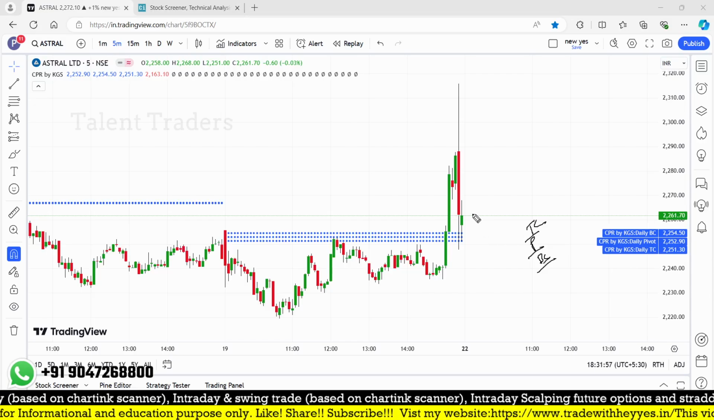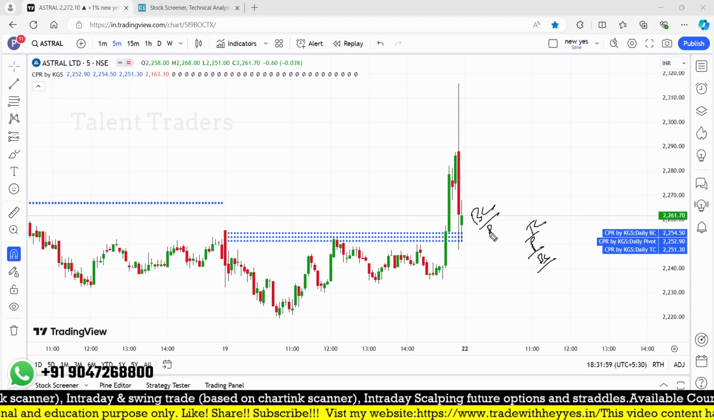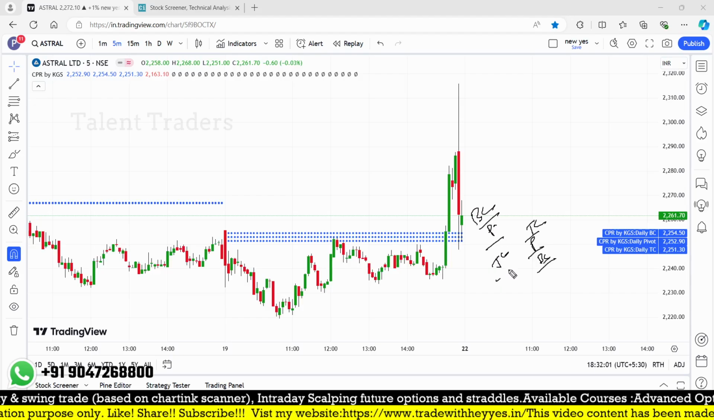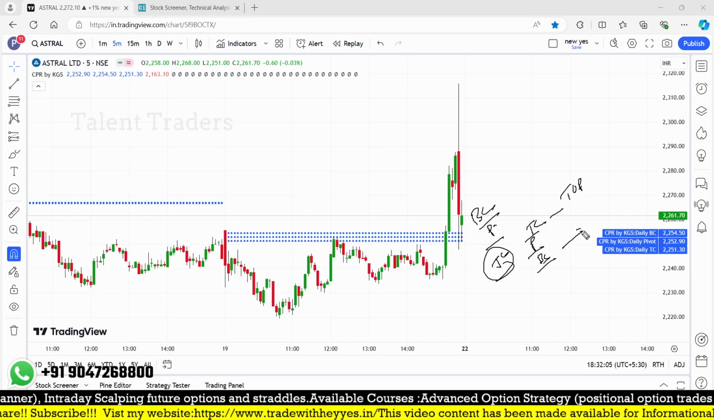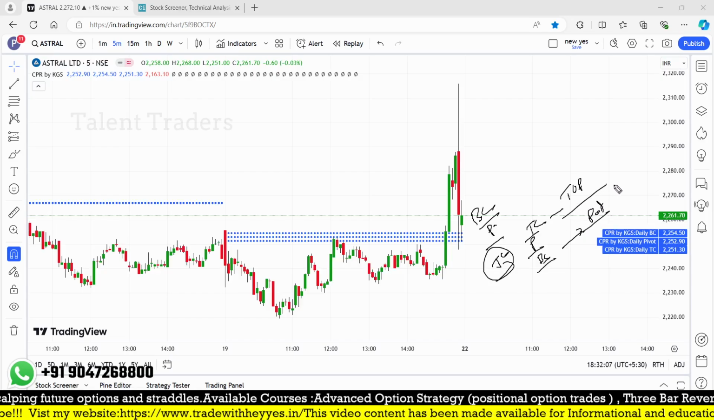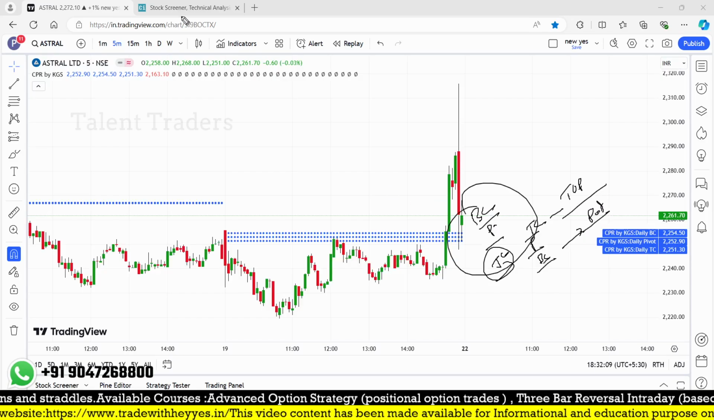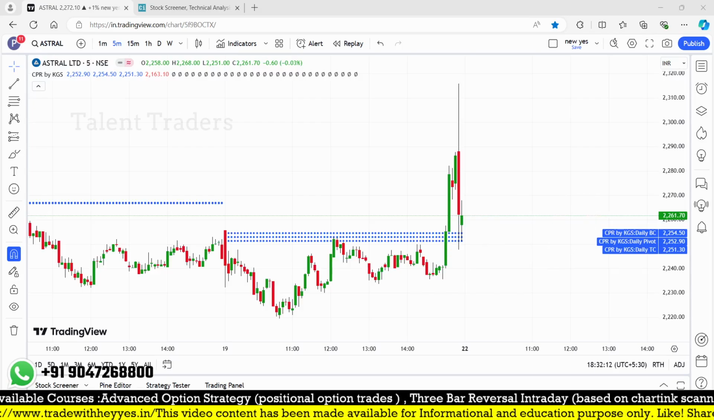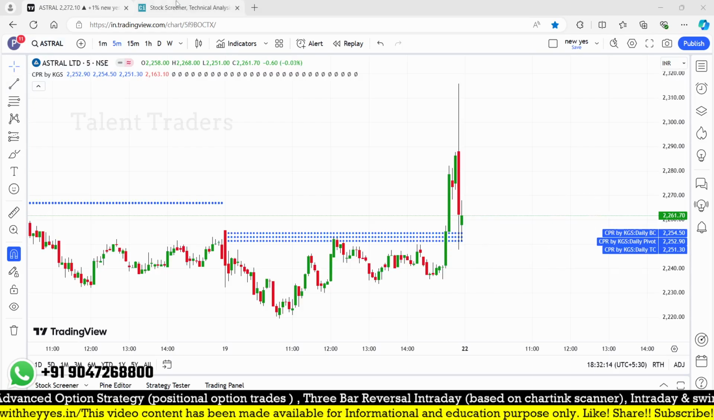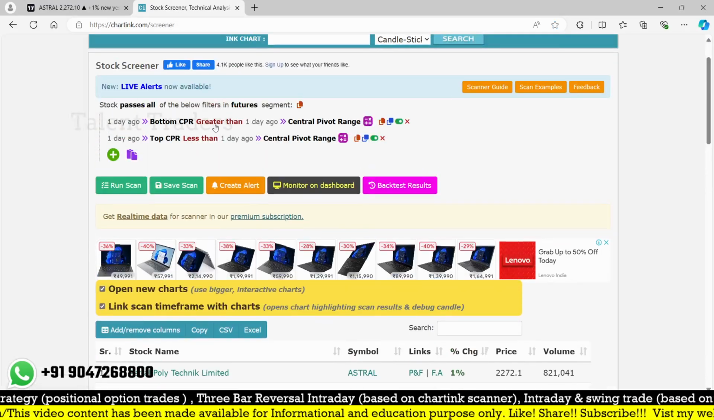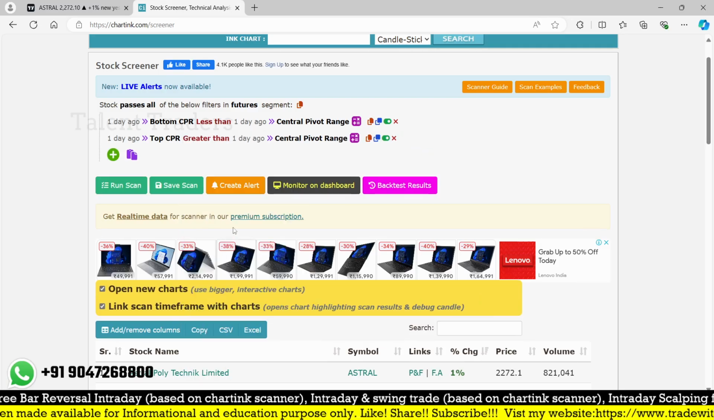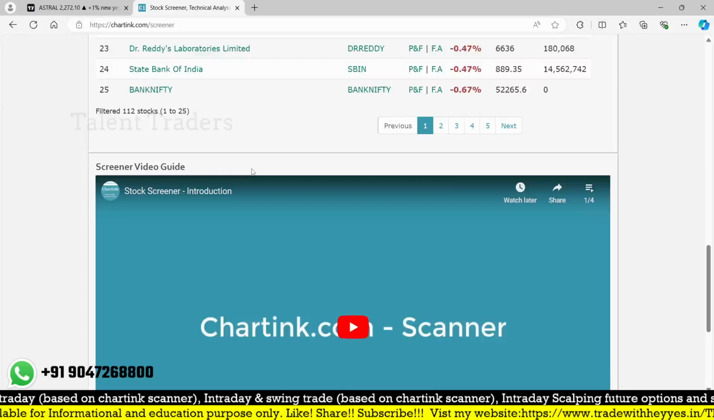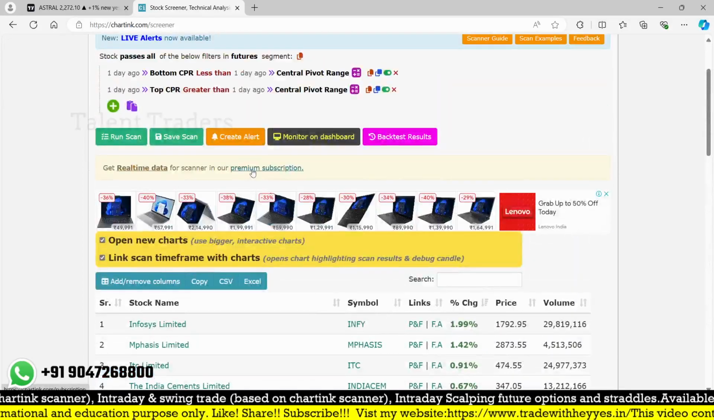So in Astral, BC is greater than the pivot and TC is below. TC is nothing but top central, that would be greater than that, and BC is bottom central, it would be below the pivot. But in this case it is reverse. To avoid that, I don't want such kind of stocks. I'm simply avoiding those stocks. So that's why this code will help us. These two lines will help us to find that. So almost 112 stocks.